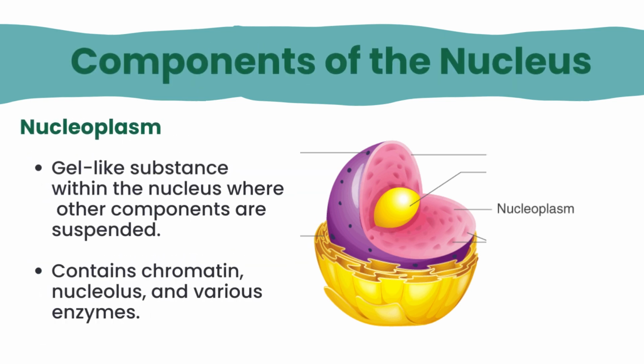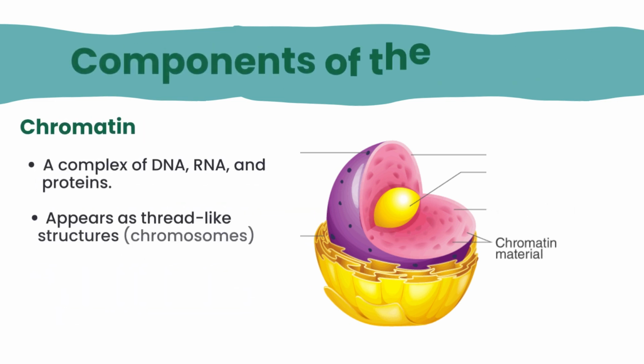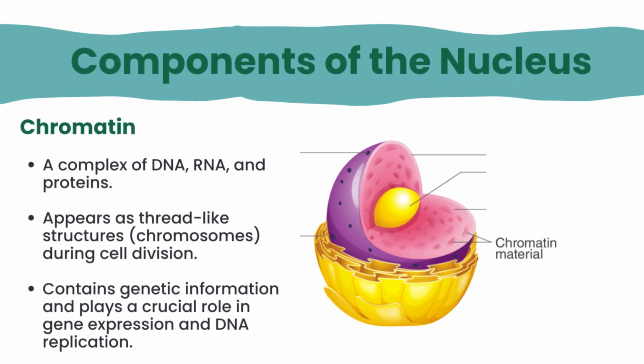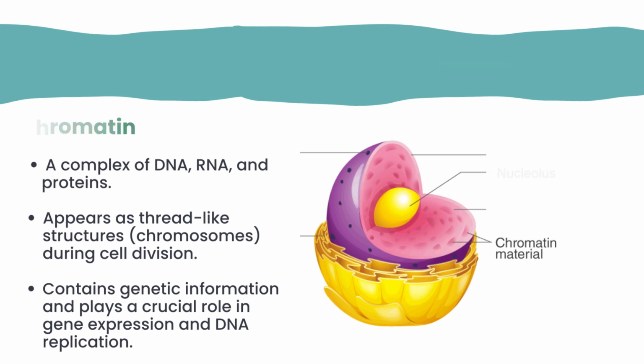Nucleoplasm is a gel-like substance within the nucleus, where other components are suspended, and contains chromatin, nucleolus, and various enzymes. Chromatin is a complex of DNA, RNA, and proteins. It appears as thread-like structures like chromosomes during cell division, and it also contains genetic information and plays a crucial role in gene expression and DNA replication.